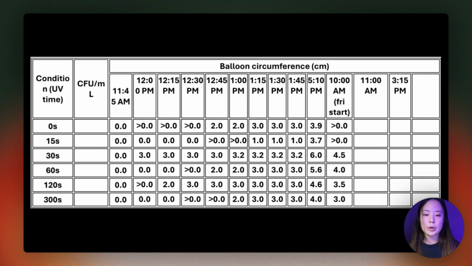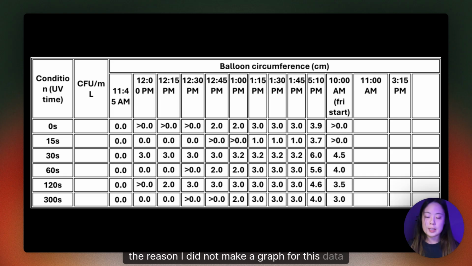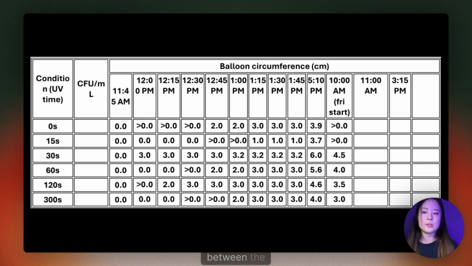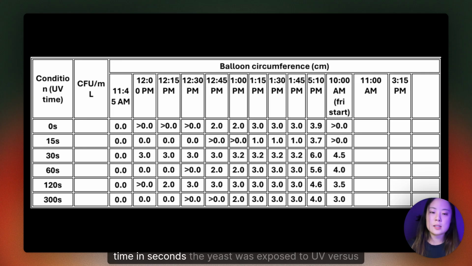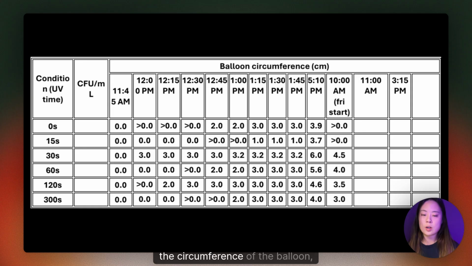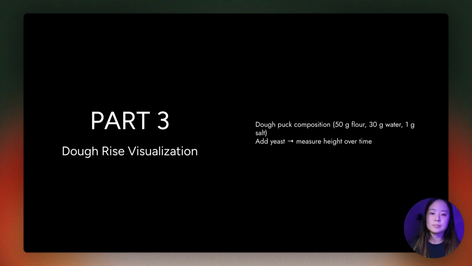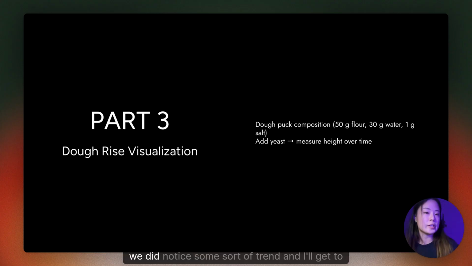This was our data table. The reason I did not make a graph for this data set is because there was no specific correlation between the time in seconds the yeast was exposed to UV versus the circumference of the balloon, how fast it rose, etc. However, in part 3, we did notice some sort of trend, and I'll get to that in a second.